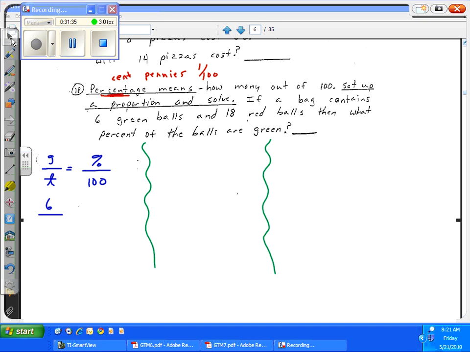So we're going to take the number of greens, 6, over the total 24. You understand how we got the 24? There's 6 green, 18 red, 24 total. We had to add those up. If we want the percentage that are green, we need green over total is equal to x over 100. We're solving for the percentage. That's one method. Another method is just converting the fraction to a percent.